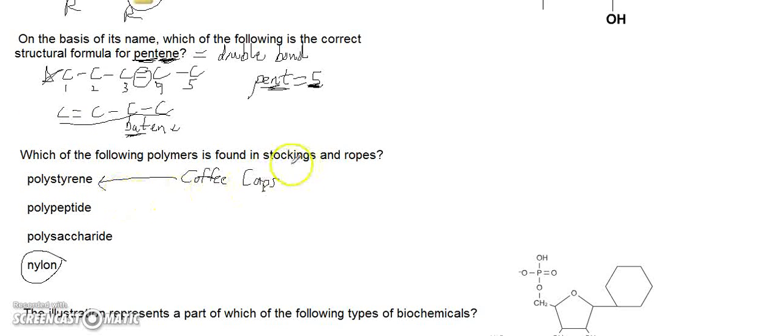Okay, so if you have the question about stockings and ropes, that's nylon. And then polystyrene is the common polymer in coffee cups.